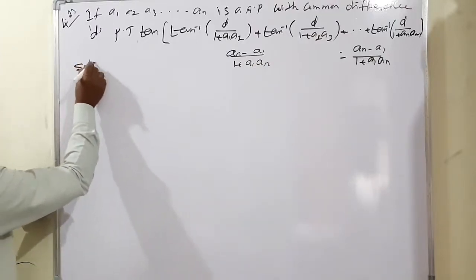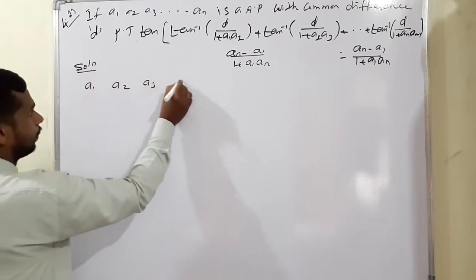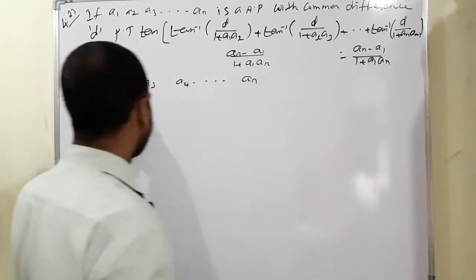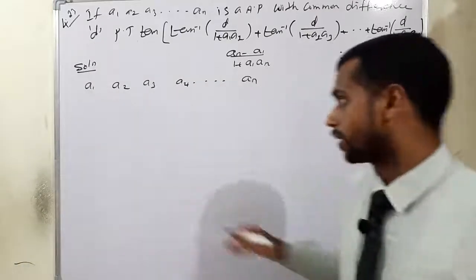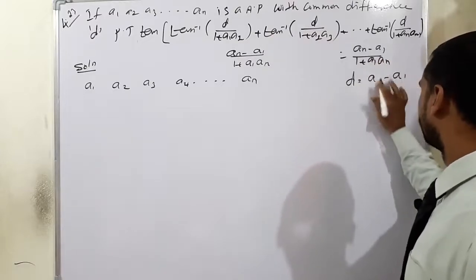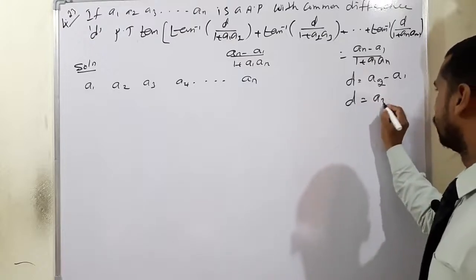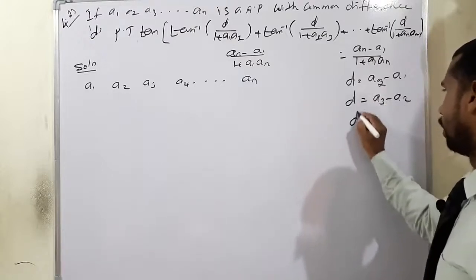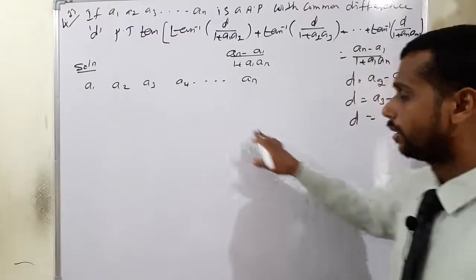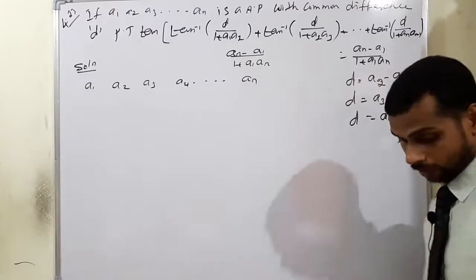Solution. What is the meaning of arithmetic progression? a1, a2, a3, a4, ... an. How to find the common difference? Second minus first, so the common difference is equal to a2 minus a1. Then third minus second means a3 minus a2, as well as the last term minus the previous term, an minus an minus 1, isn't it? Therefore we can write it as an minus an minus 1.